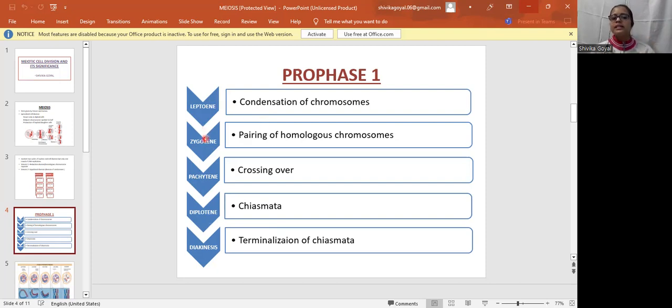Now, in the second stage, that is zygotene, pairing of the homologous chromosomes occurs. In the third stage, crossing over between the non-sister chromatids of the homologous chromosomes occurs. In the fourth stage, that is diplotene of prophase 1, chiasmata are visible. And at the last stage, there is the terminalization of the chiasmata and it occurs during diakinesis. Now let us look into detail of each stage of prophase 1.